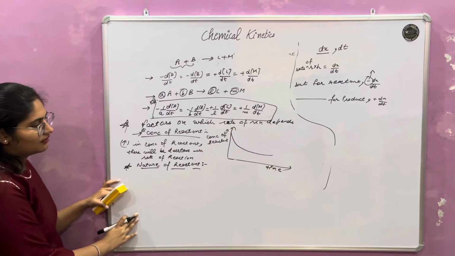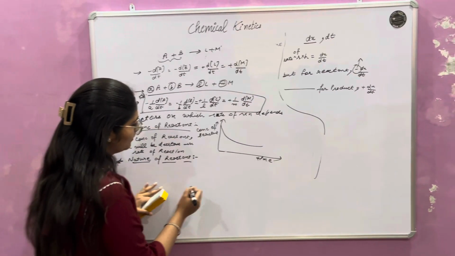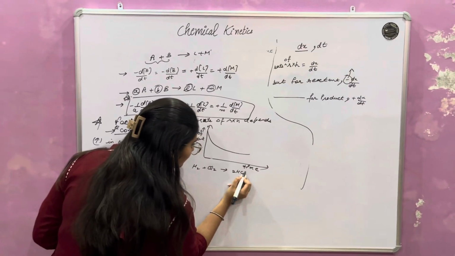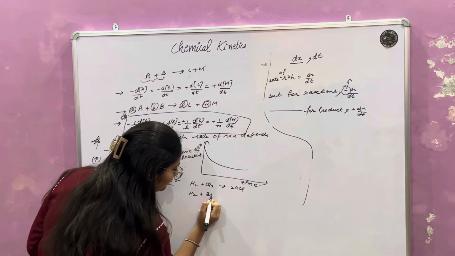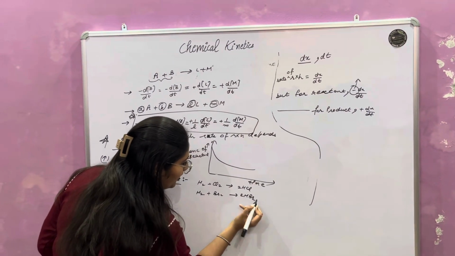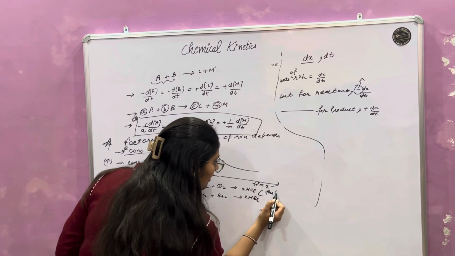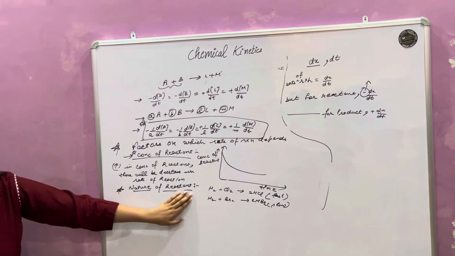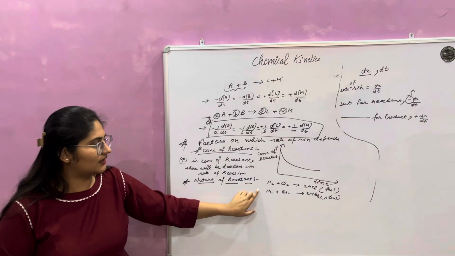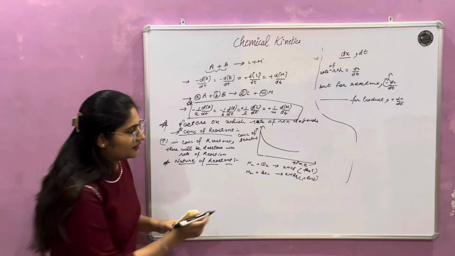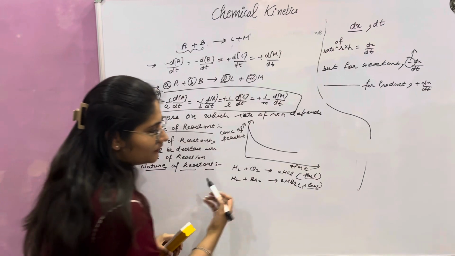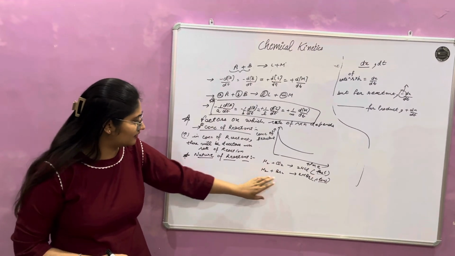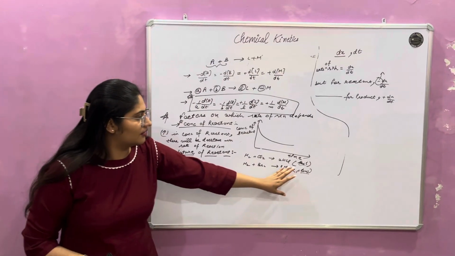If I am saying I have a reaction in which H2 plus Cl2 react gives 2 HCl and H2 plus Br2 gives 2 HBr, and I am saying this reaction is fast and this reaction is slow, then what does that mean? If we see, both the reactions are identical, but I am writing this reaction is fast and this reaction is slow, which means the nature of reactant is different. That's why these reactions react with different rate of reaction.